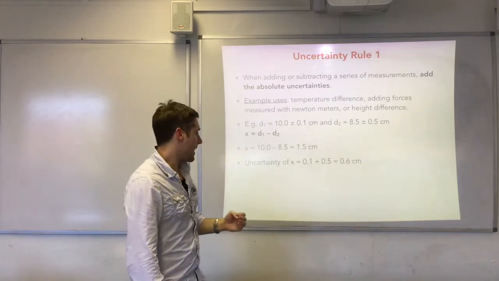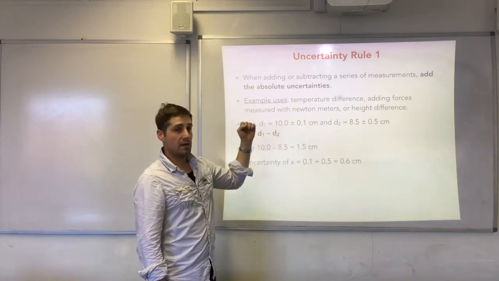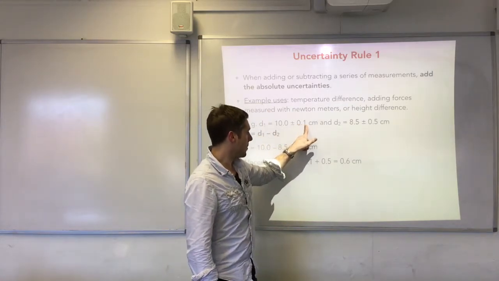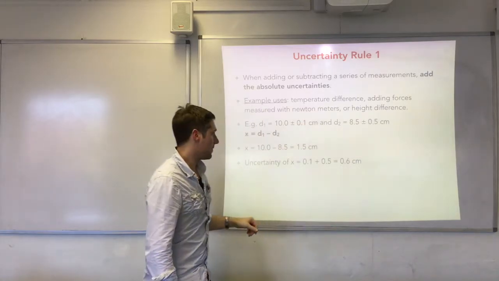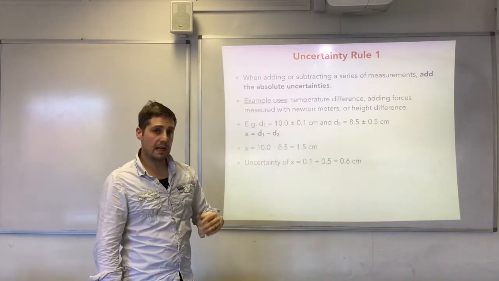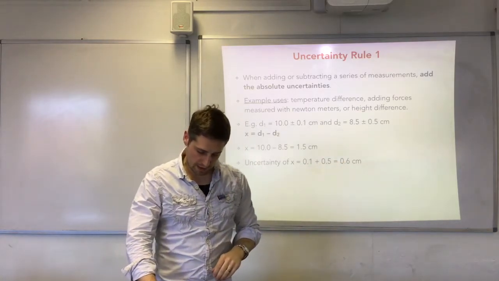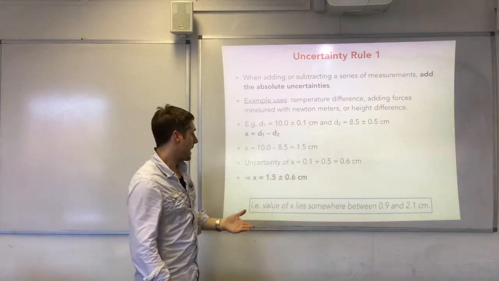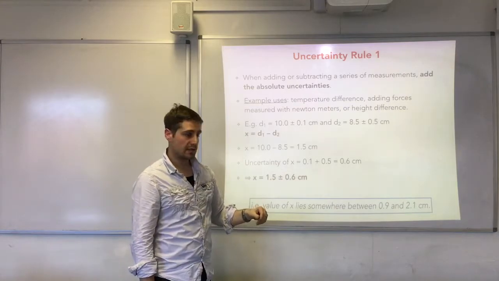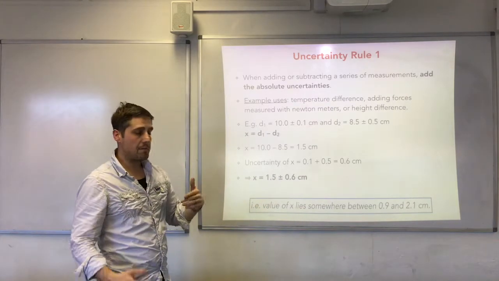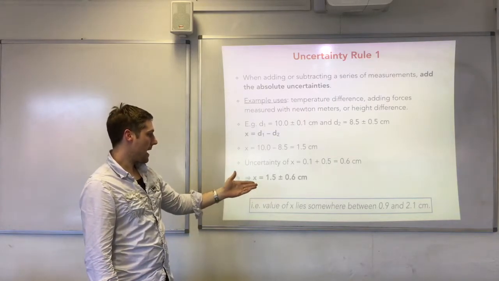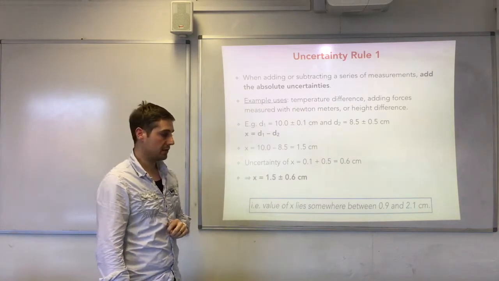The uncertainty of X is the sum of the absolute uncertainties. So that's plus, it's 0.1 plus 0.5 centimetres. So that's 0.6 centimetres. That's my absolute uncertainty for X. So now I can state X as 1.5, that's the value I calculated, plus or minus 0.6 centimetres. And that means that the value of X lies somewhere between 0.9 and 2.1 centimetres.